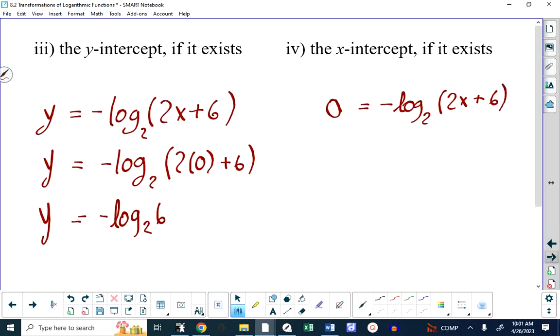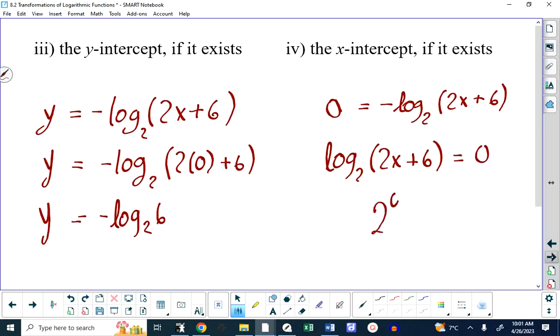I'm going to get rid of this negative first. There's a couple of ways to do it. I could move the logarithm term to the other side where it becomes positive. I could divide both sides by -1. I could multiply both sides by -1. We end up with log base 2 of 2x plus 6 equals 0.